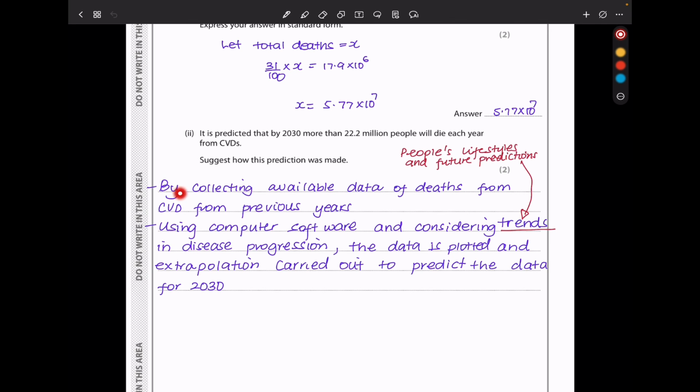So I said by collecting available data of deaths from CVD from previous years, using computer software and considering trends, for example, how people smoking, lifestyle and non-lifestyle factors. So they consider trends in disease progression. The data is plotted and extrapolation is carried out to predict the data for 2030.